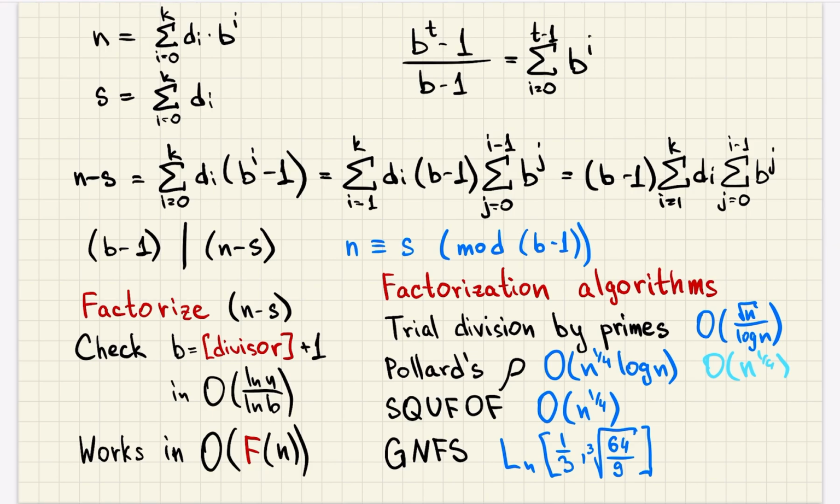And we can check each of them in a stupid way in log n divided by log b. And similar to what we have done to show that it is actually of square root of n and not square root of n times log n, we can show that the factorization is the slowest part. This problem can be solved just by factorizing n minus s, and it doesn't look like a big improvement. It's still square root of n.